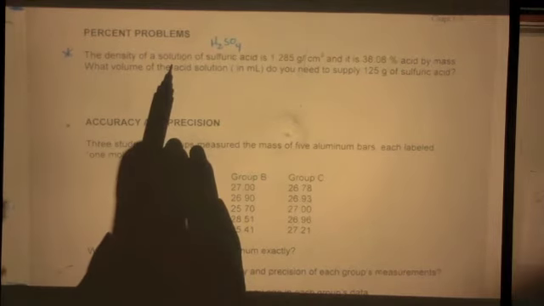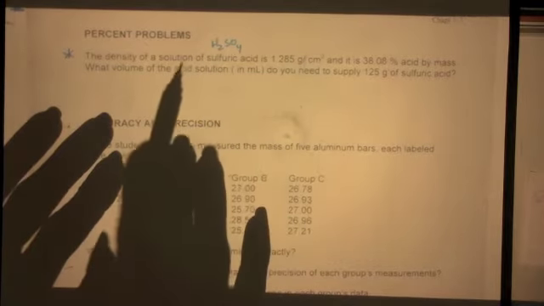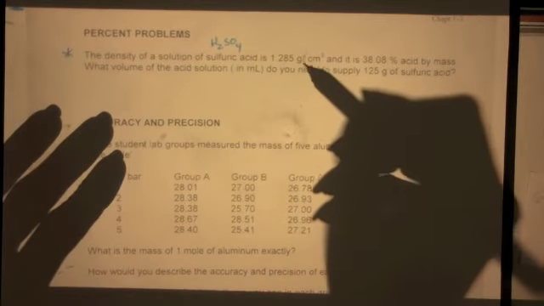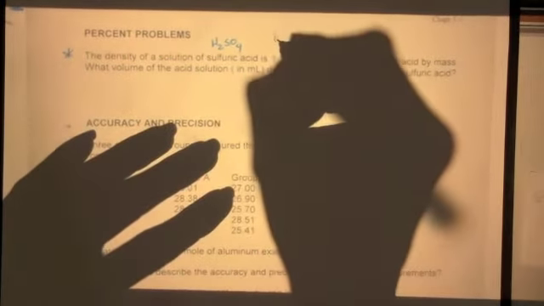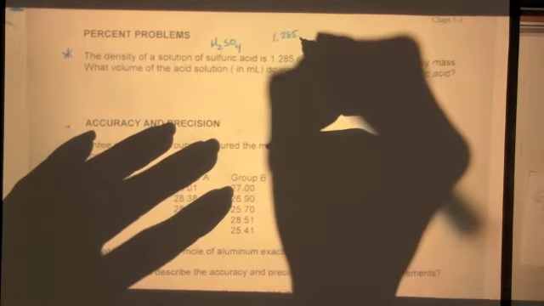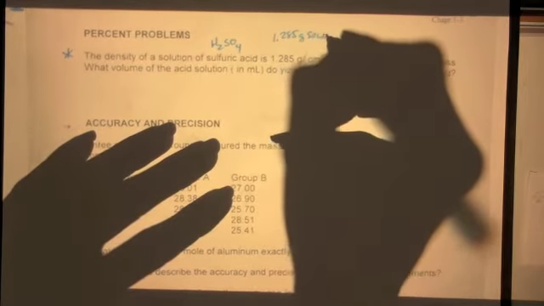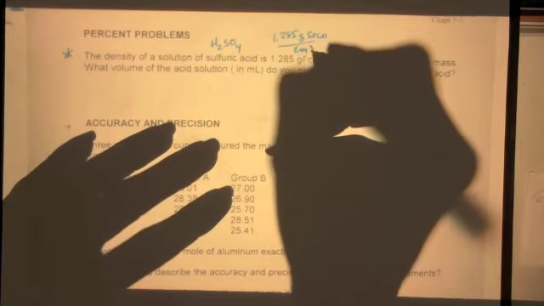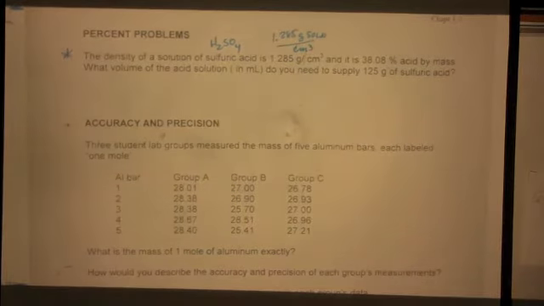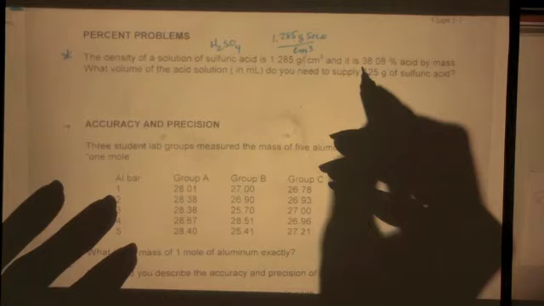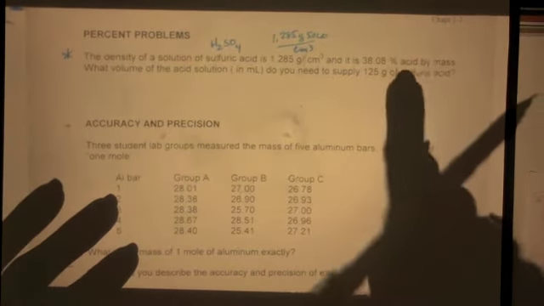What's a solution? Yeah, it has the acid and the water in it. So this is 1.285 grams of solution per cubic centimeter. Just to kind of remind yourself about that. And then it's 38.08% acid by mass.